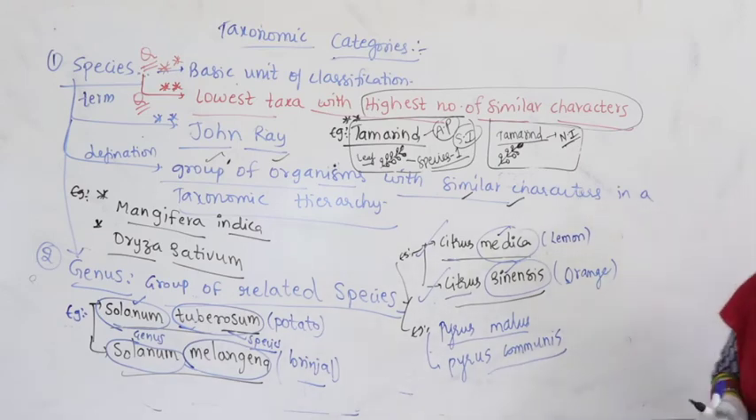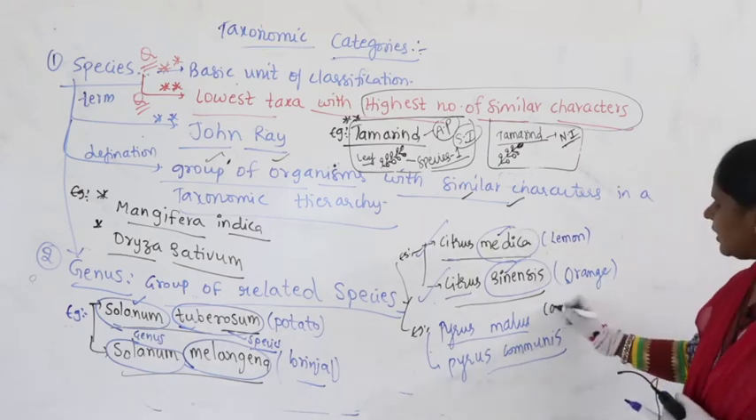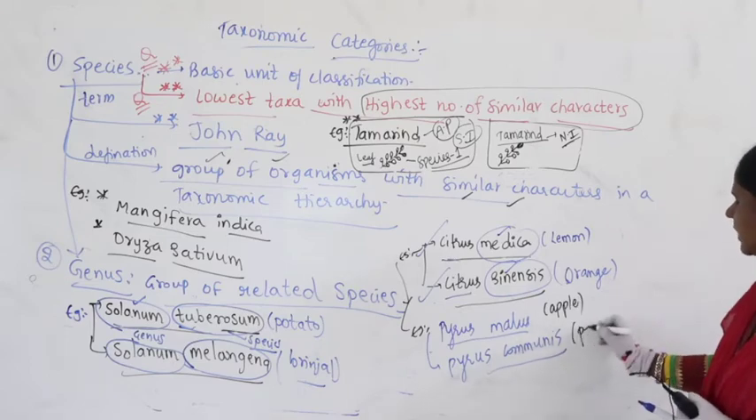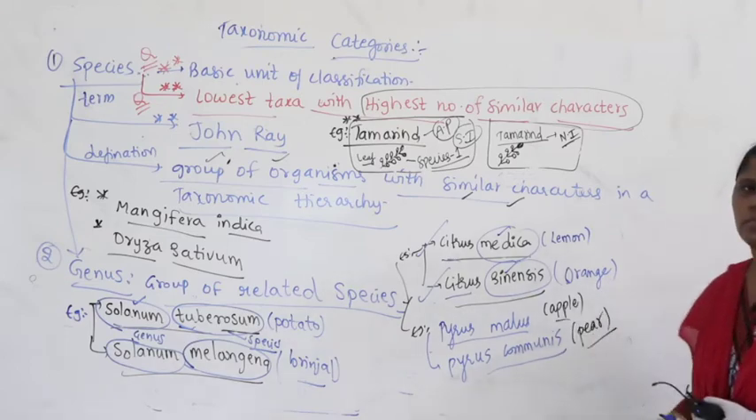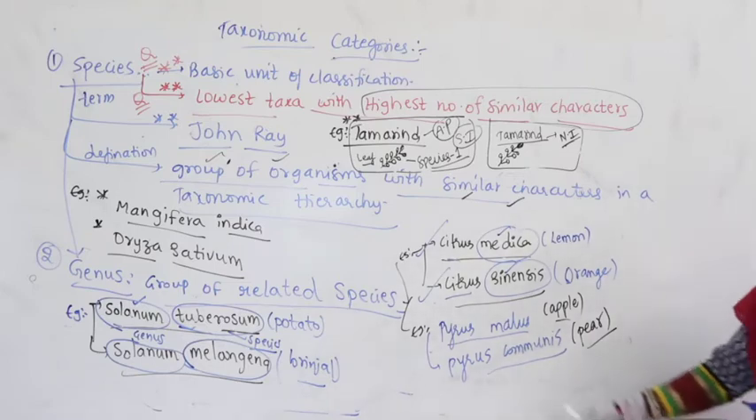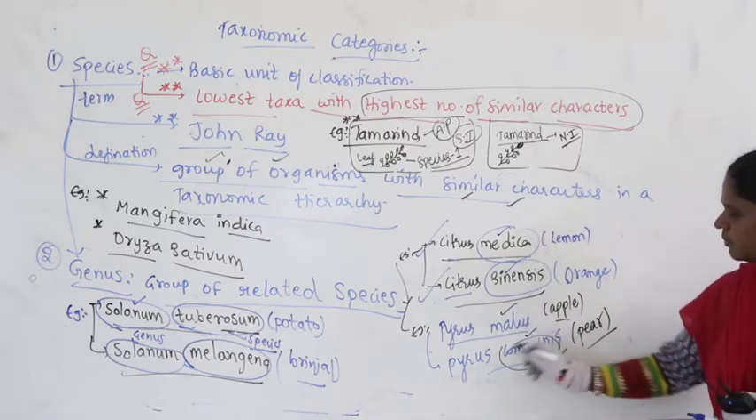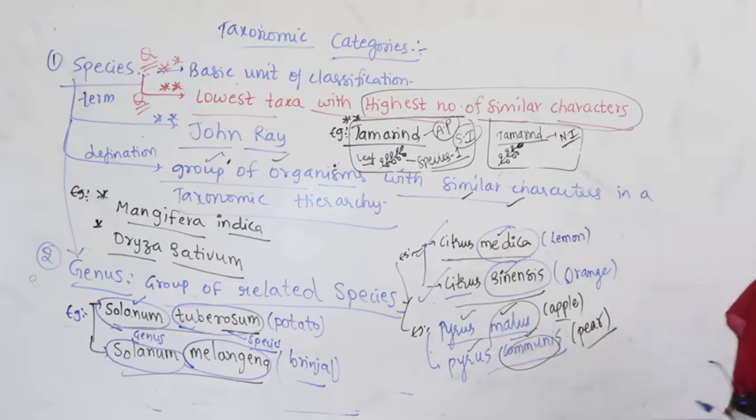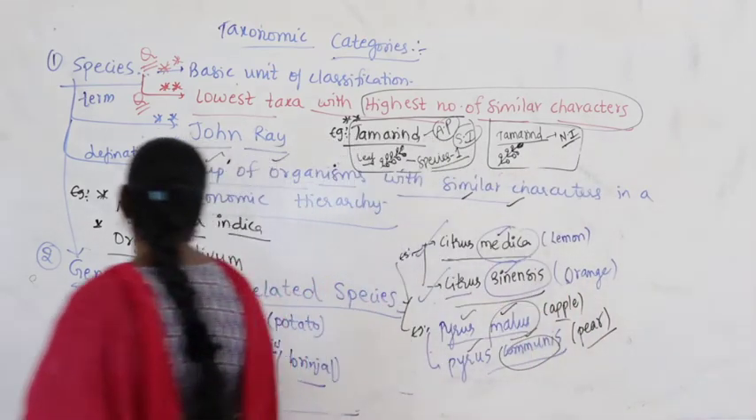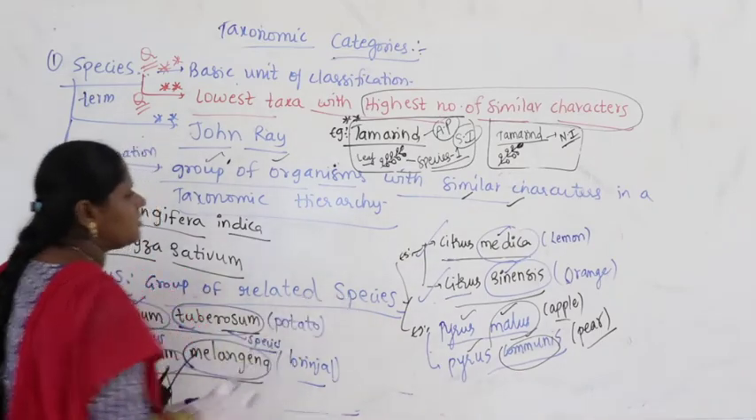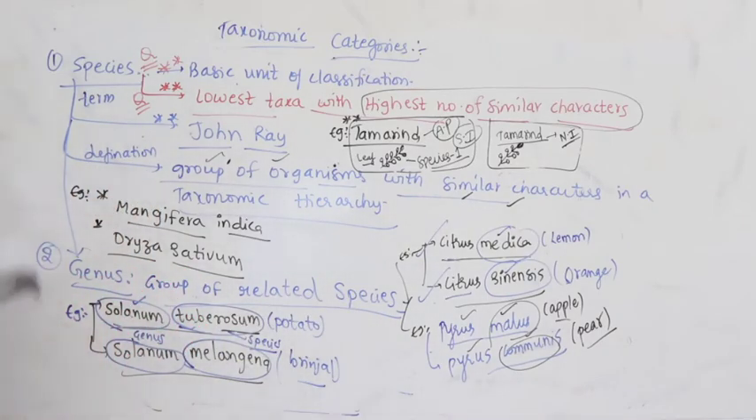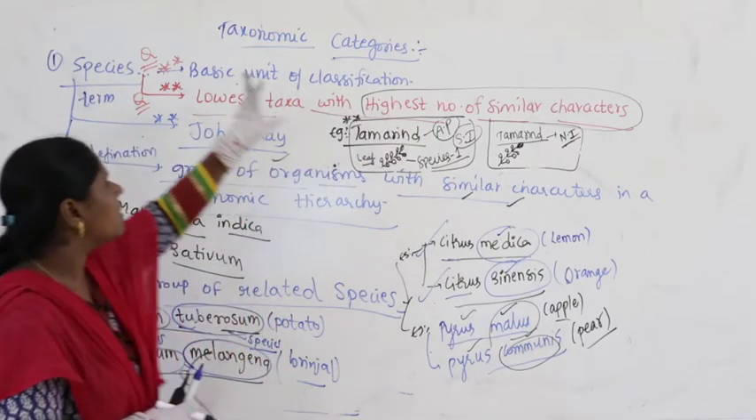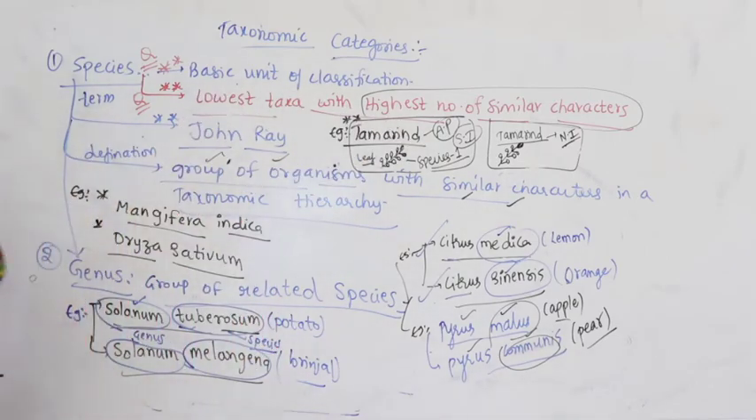Pyrus malus is the scientific name for apple. Pyrus communis is the scientific name for pear, right. So, here species is different, but both of them belong to the same genus. So, what is genus here? We say a group of related species, right. Let me look at species: it is nothing but the lowest taxa with the highest number of similar characters. It is the basic unit of classification.